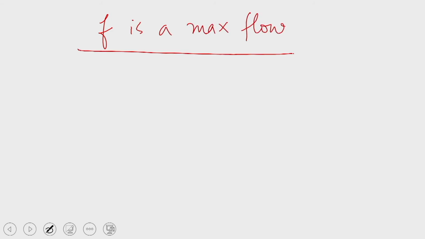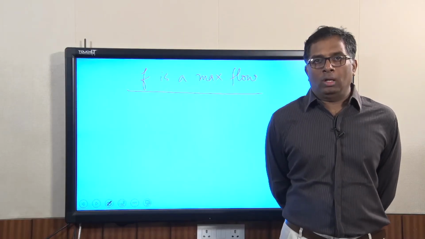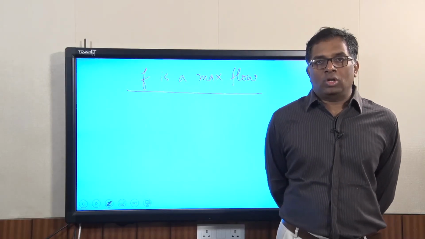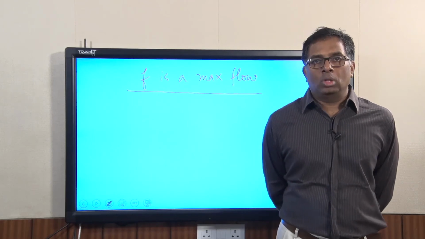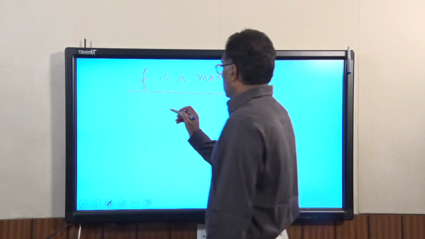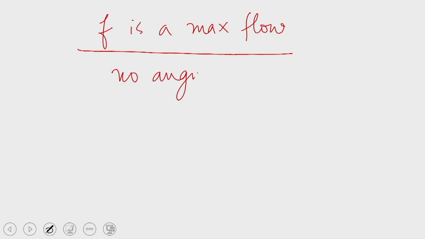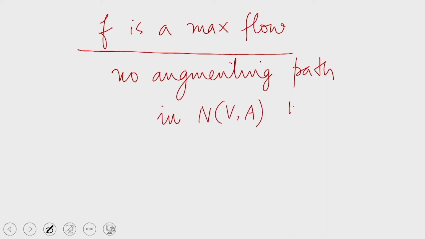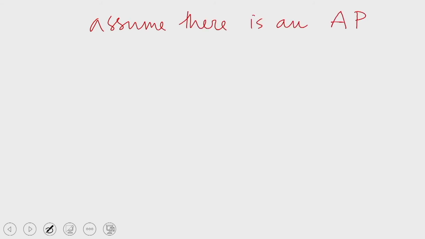Next we claim that f is a max flow. We know that a flow function f is a max flow in a flow network N if and only if the flow network doesn't have an augmenting path with respect to this flow. So there should be no augmenting path in N with respect to the flow function f. If f is a max flow, this is how it is going to be. So let us assume the contrary. Assume that there is an augmenting path, AP for augmenting path.